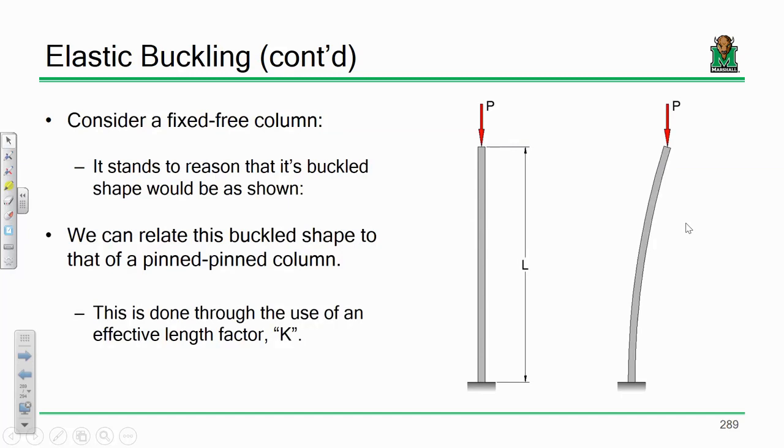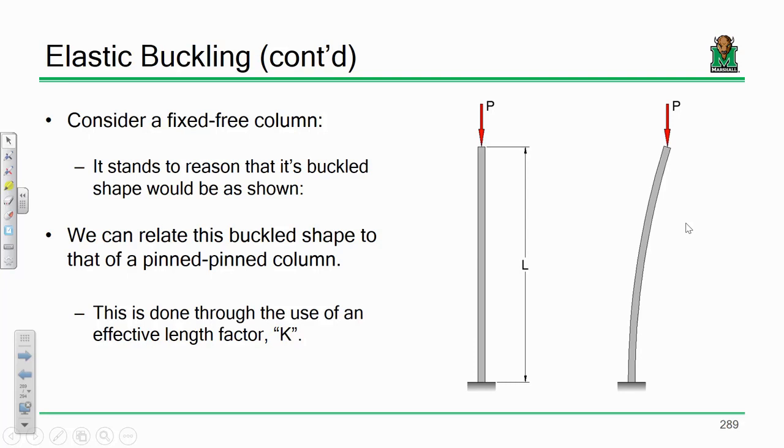So let's say I have a column that looks like this, and I picked this column for a very specific reason. I have here a column that's fixed-free, so it's fixed on the bottom and it's free on the top. Now, if it's fixed on the bottom, it's not going to translate or rotate. Imagine you have a light pole sticking out of the ground, and we apply a compressive load on the top. It's probably going to buckle or bow out something like this. Well, if I use the formula that I previously derived by itself, it's not going to work because the boundary conditions aren't the same.